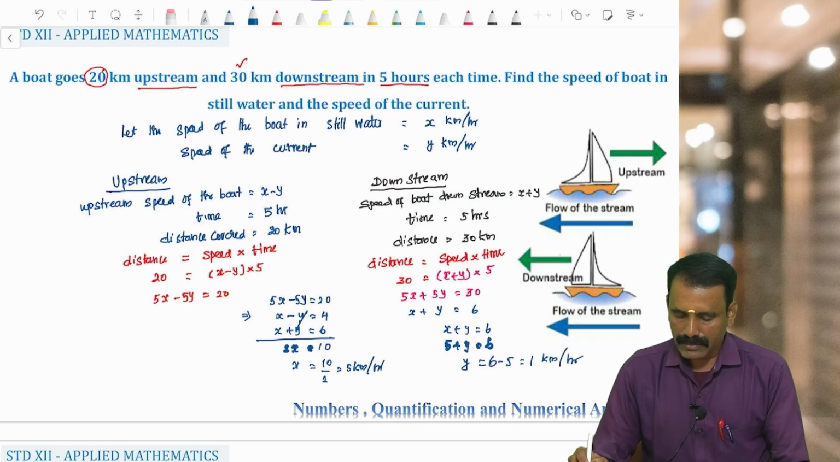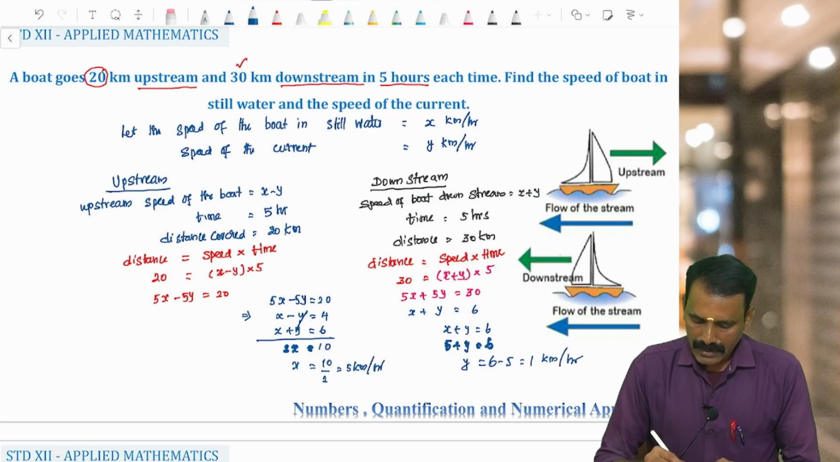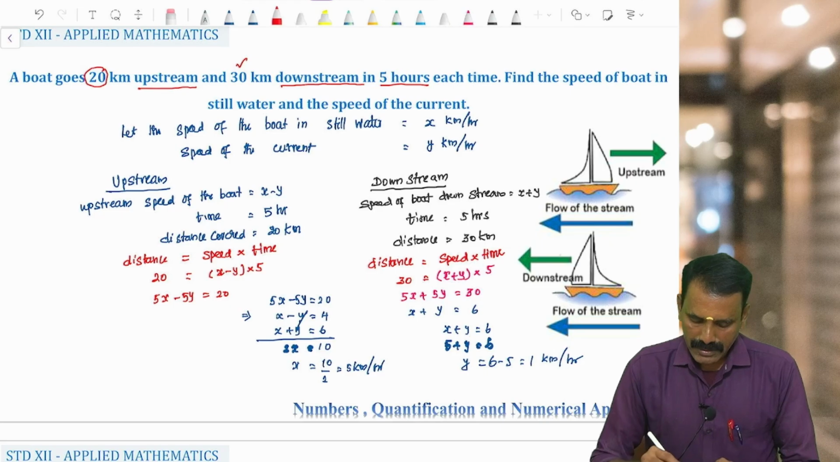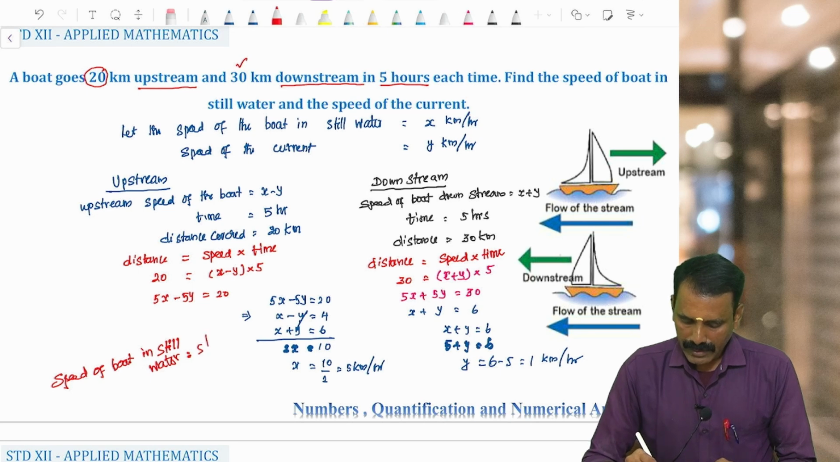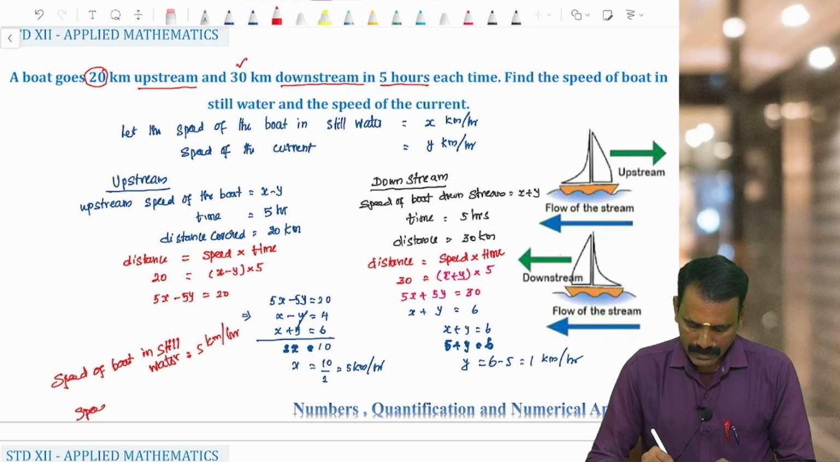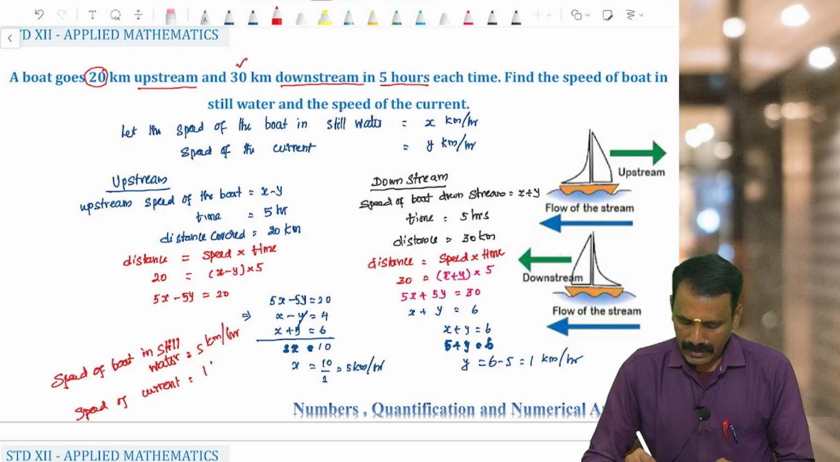So we got the answer now. So conclusion. Speed of boat in still water, 5 km per hour. Speed of the current, it is given to be 1 km per hour. This is the final answer.